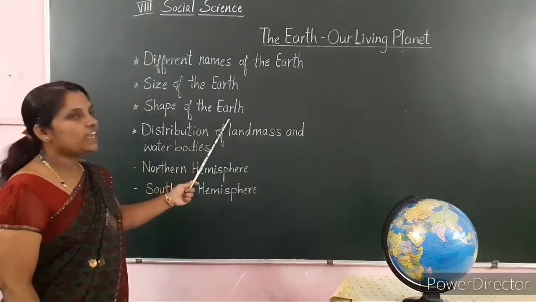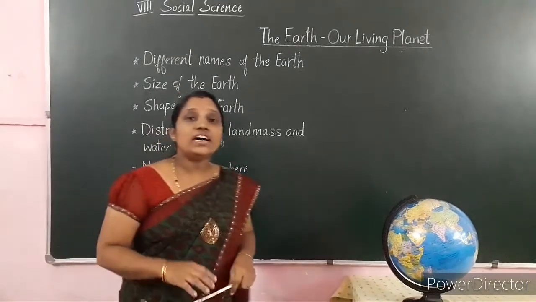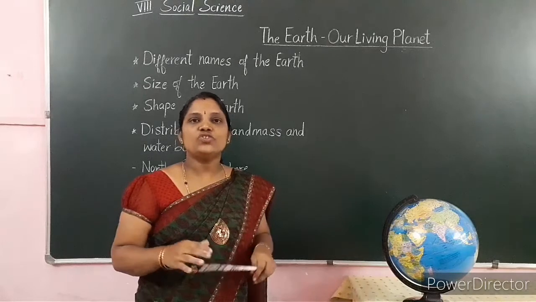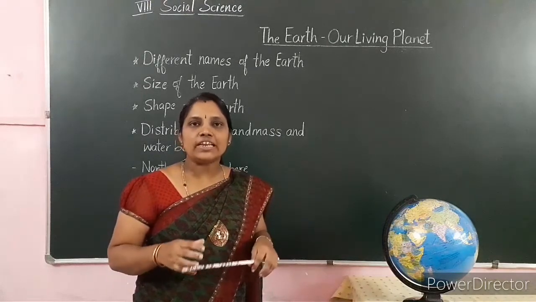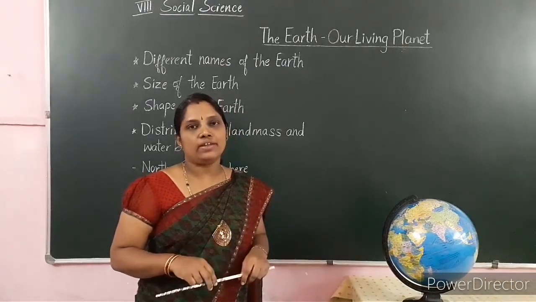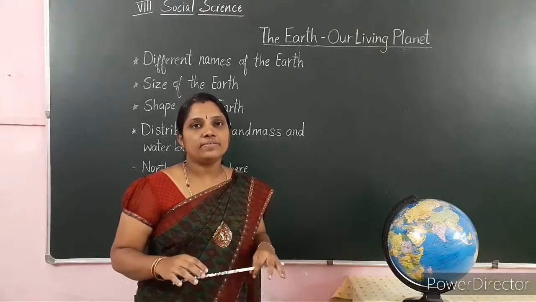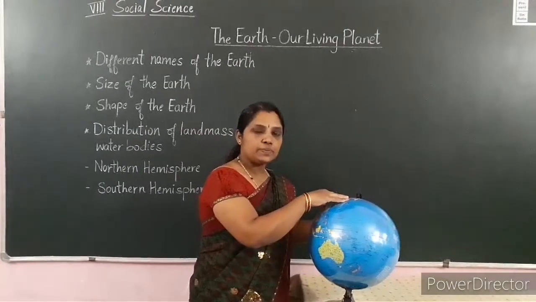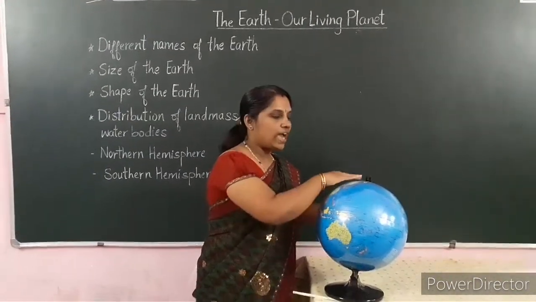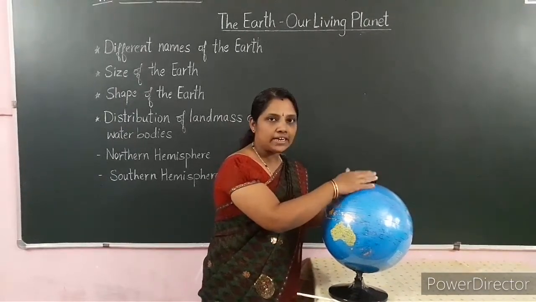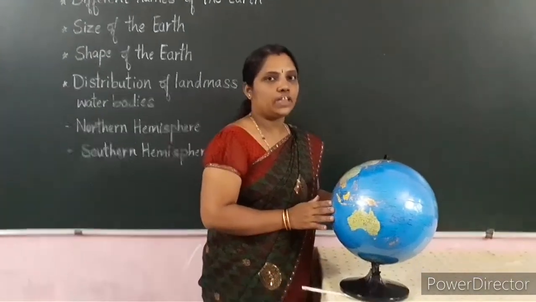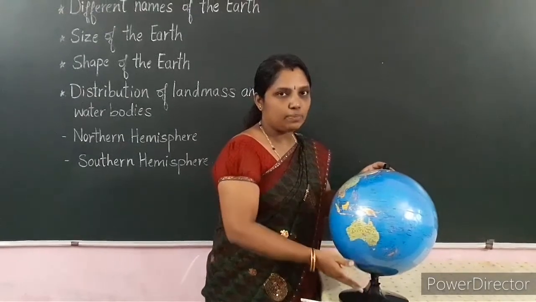Next, the shape of the Earth. The Earth's shape is described as geoid. Geoid, which literally means Earth's shape, or oblate spheroid. Oblate spheroid, that means Earth is flattened. Earth is flattened at the poles and bulges at the equator.